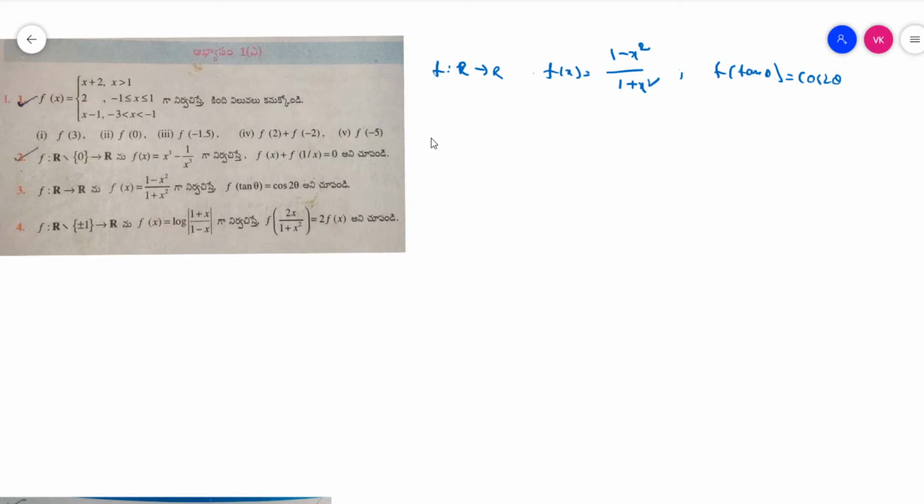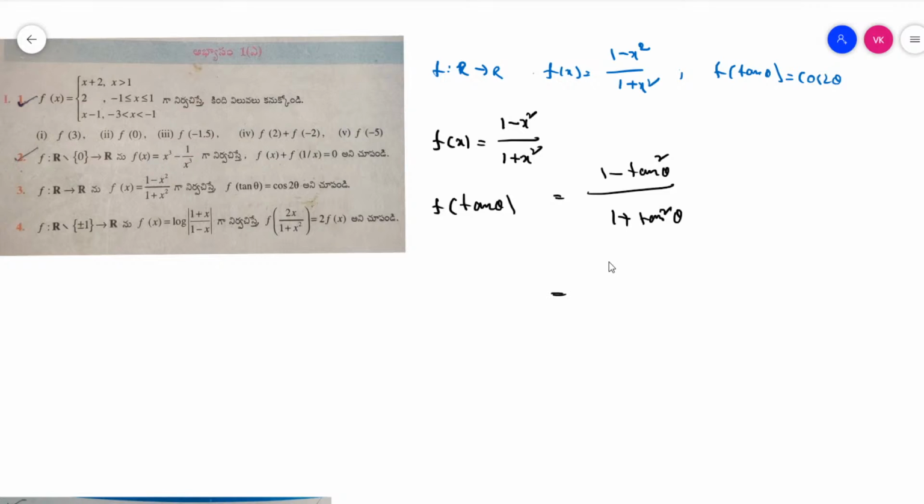Okay, let's go for the answer. f of x is defined as 1 minus x square by 1 plus x square. Then find f of tan theta. Then we can write 1 minus tan square theta by 1 plus tan square theta. Okay, let's change tan theta into sin theta by cos theta. Then we can write 1 minus sin square theta by cos square theta, whole by 1 plus sin square theta by cos square theta.